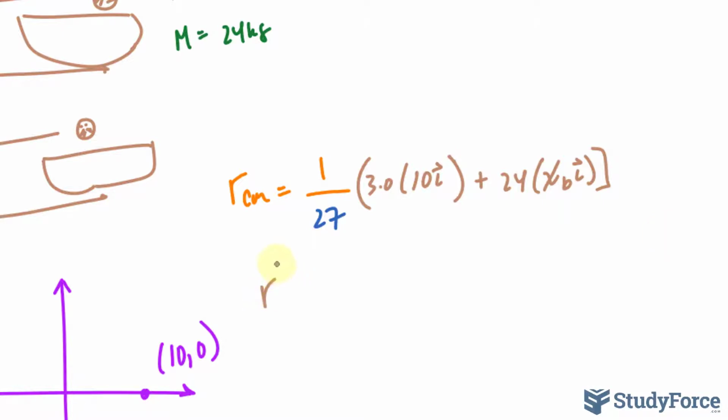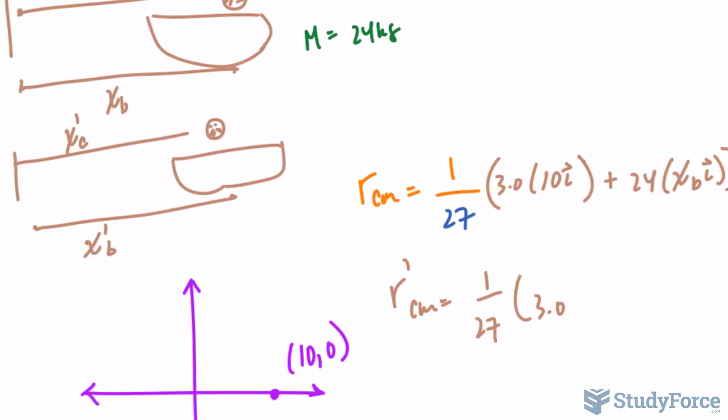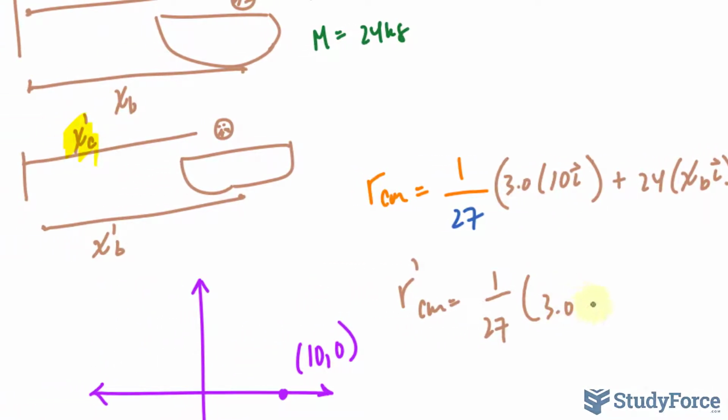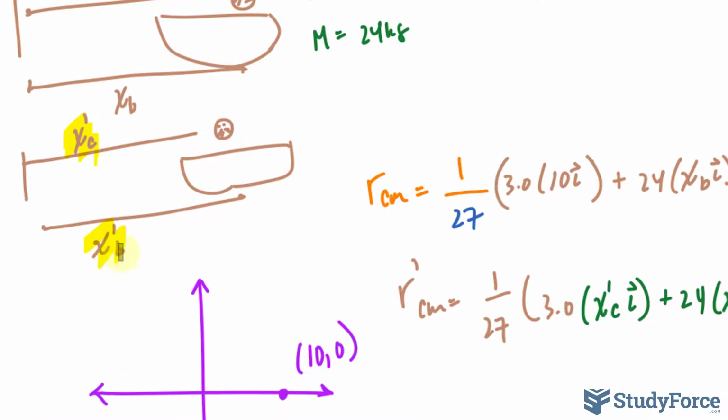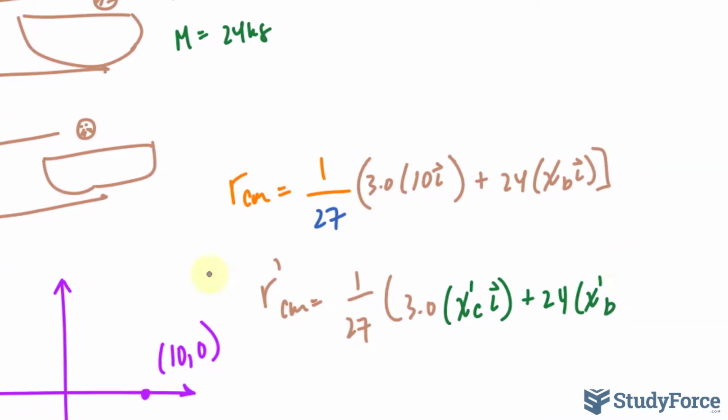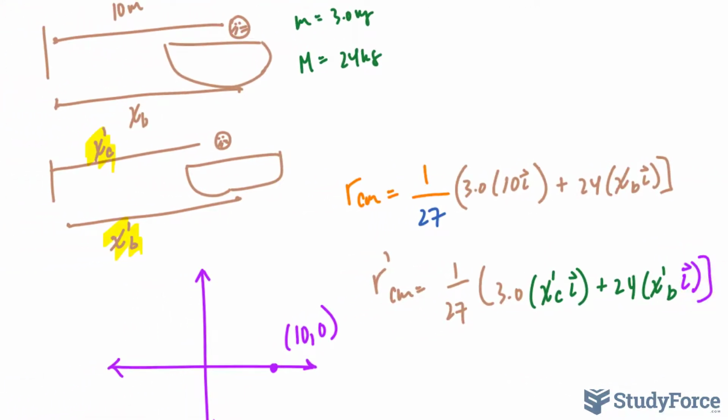Now after it has moved, I'll represent that by r prime. Again, we have 1 over 27. The mass of the cat and the boat remain the same. And this time we don't know how far it is. So I'll write down 3.0 bracket x prime sub c, the unit vector i, plus the mass of the boat is 24, x prime sub b, I don't know this one either, its distance, times the unit vector i.